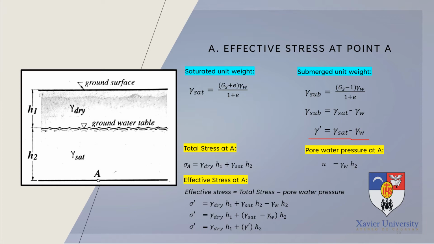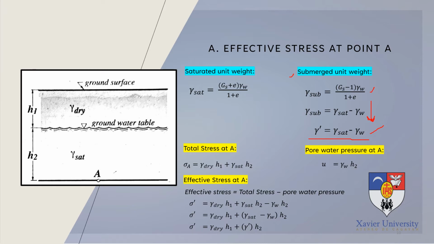So if you are going to be asked for the submerged unit weight in a problem, automatically you would have to think of that as equal to gamma sat minus gamma water. So you have to bear this in mind. You no longer have to derive the equation from this one down to that one. You just have to memorize this equation right here, so it would be easier for you.